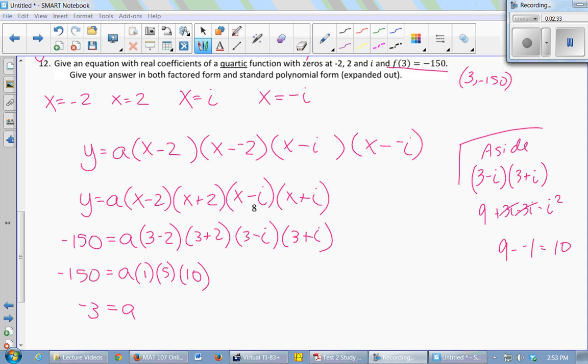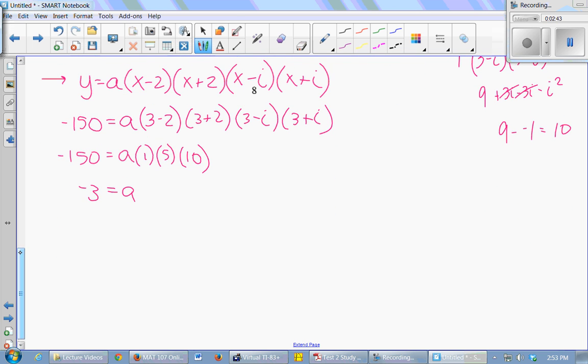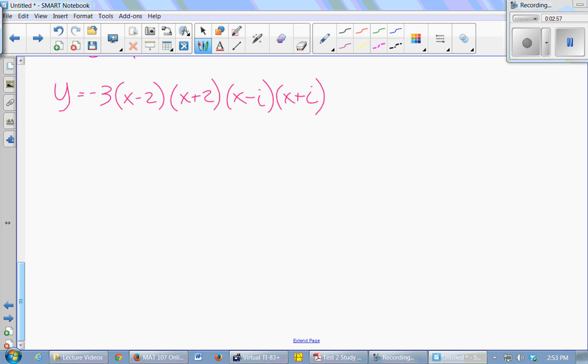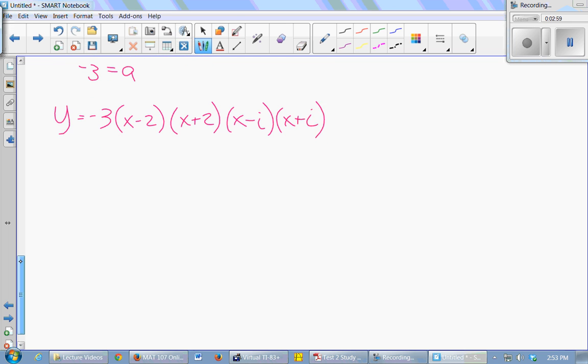All right, so my final factored out formula is going to be this equation, but replace the a with a -3. So let's write that down. y is -3 times x minus 2, x plus 2, x minus i, x plus i. And then if I wanted to give this in standard form, polynomial form, I would just multiply it all out.